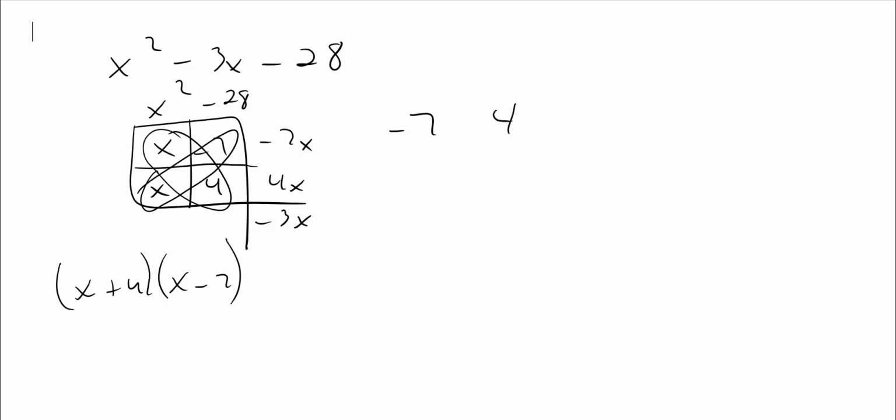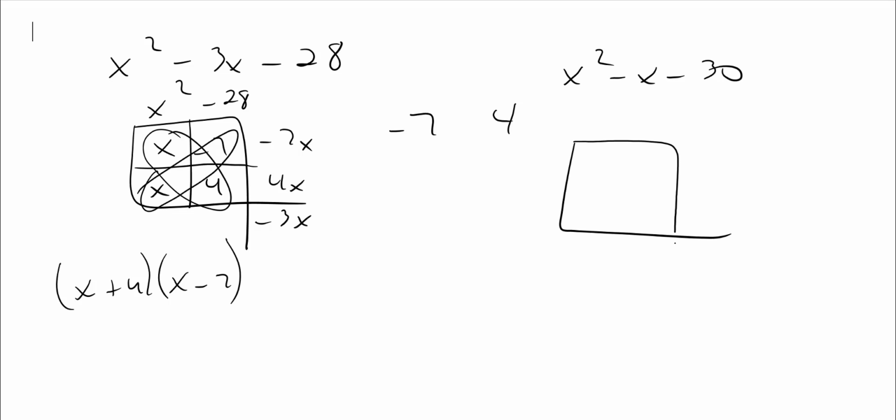Sweet. Okay, let's do another one here. We've got more room here. Let's do x squared minus x minus 30. So x squared, negative 30, and negative x. So x and x. So it's got to subtract to give you x, or negative x in this case.